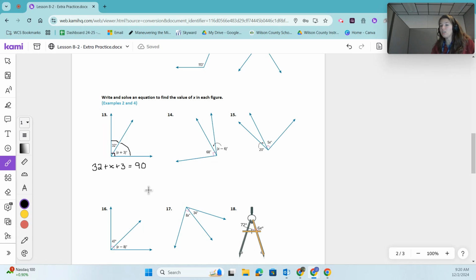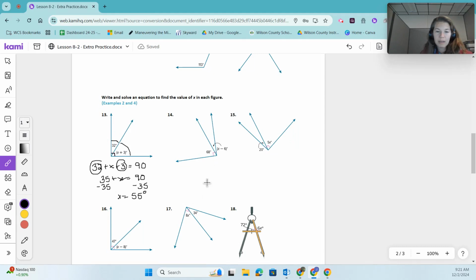Now, before I go solving this equation, I have like terms that I can combine. 32 and 3 are both constants, which means they can combine. So I have 35 plus x equals 90. And now I just have a one-step equation. So I subtract 35 from both sides. x equals 55 degrees.